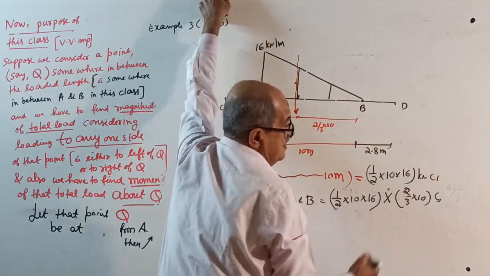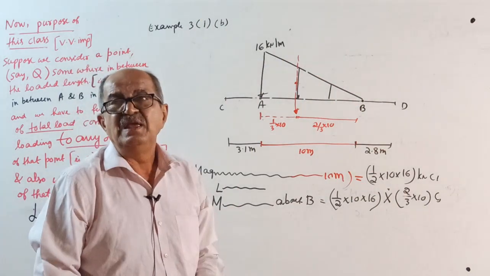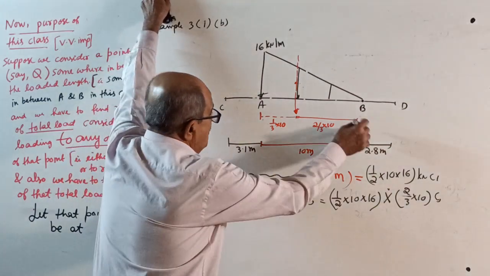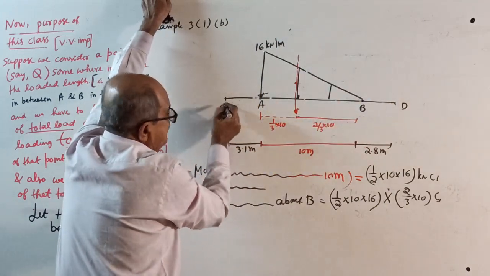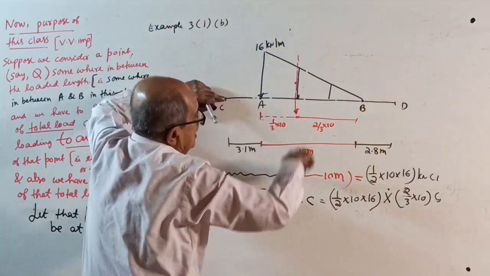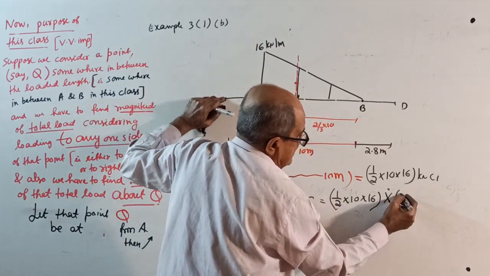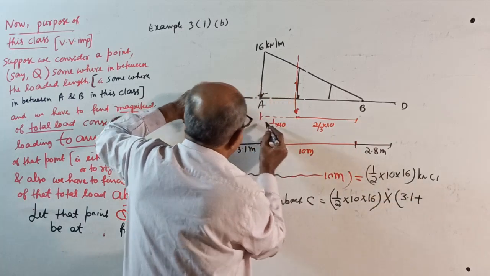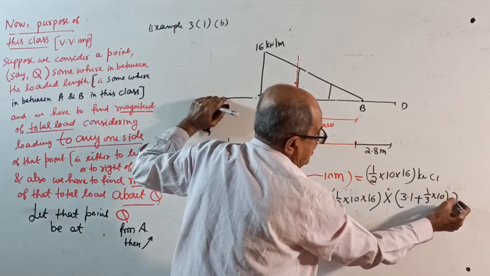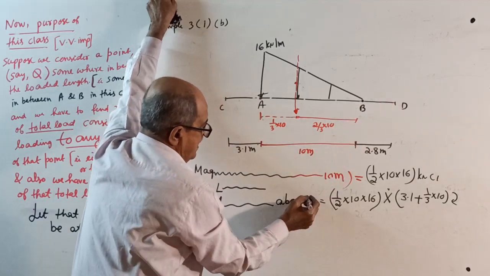If you are not serious, you don't write all these separately, and you will have trouble later. The purpose is not served. Then, the moment of this total load about C: the same total load into 3.1 plus 1/3 of 10, clockwise.